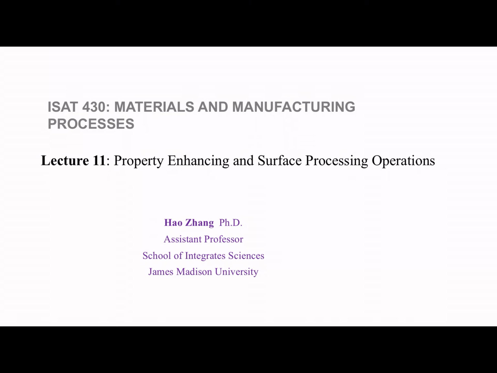For this lecture, we are mainly talking about how we manipulate the properties of substrate materials as well as the surface of the materials.